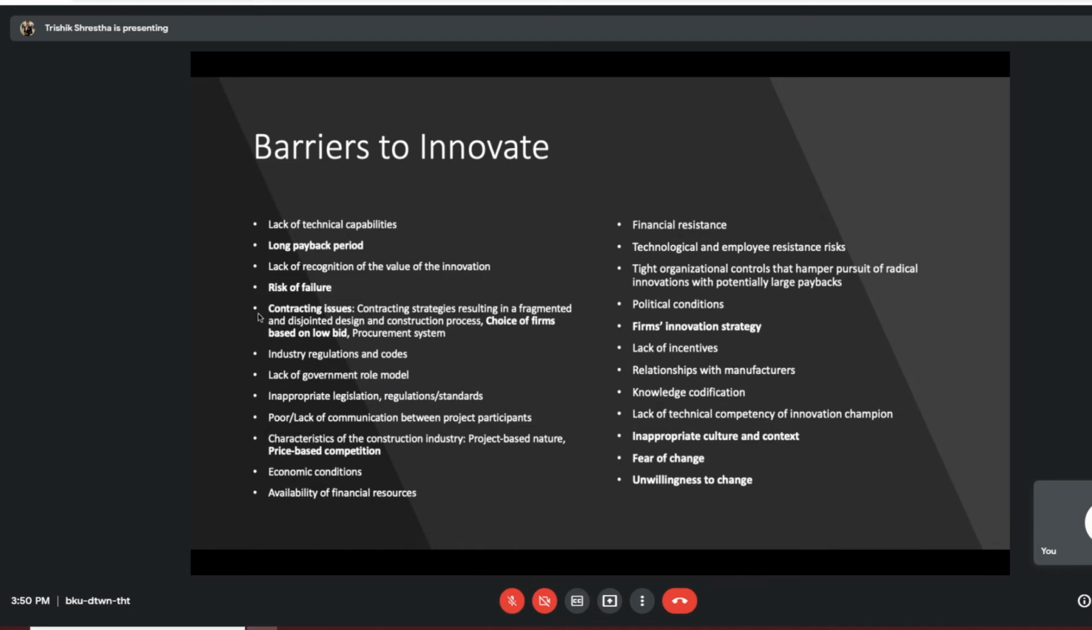I'm not going to discuss all of these in detail because we don't have a lot of time and not all of these are very complex. So I'm going to select a few, which here I have put in bold. Those are the things that are going to be discussed. So, barriers to innovate. The first one is lack of technical capability. The second one is long payback period. So the thing that I want to discuss here is long payback period.